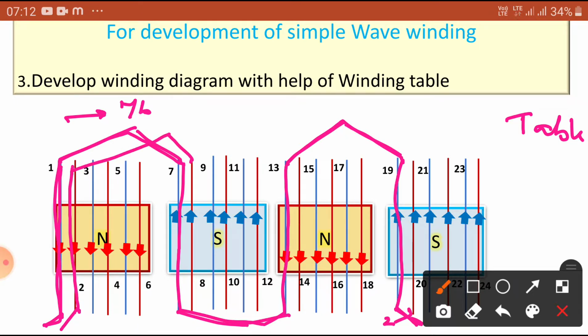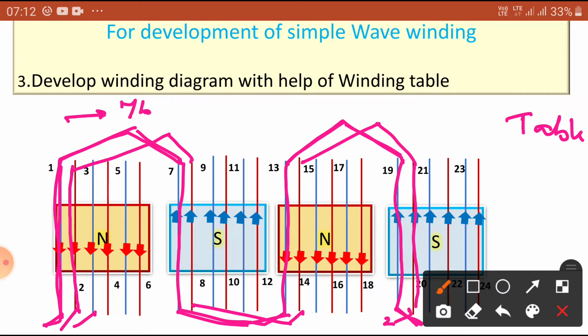Now 8 plus 6 is 14. Where is the 14th? This is the 14th. Now 14 should be connected where? 14 plus 6 is 20, so we connect to the 20th conductor. Then 20 is connected where? Instead of 2, add 1, so 20 plus 7 goes to the third conductor. So we connect this to the third conductor.